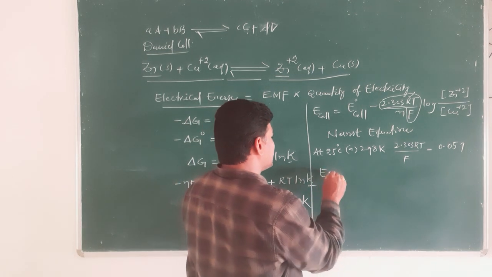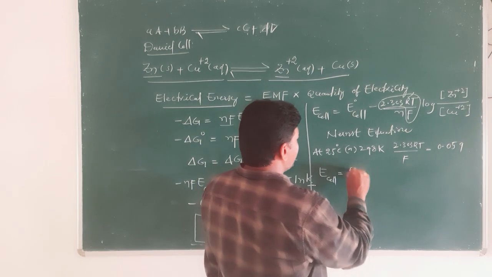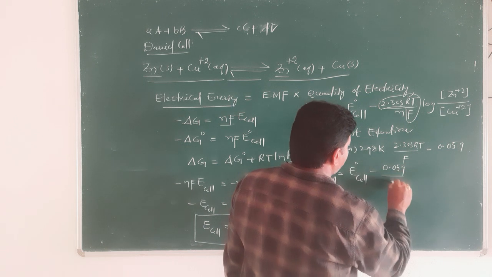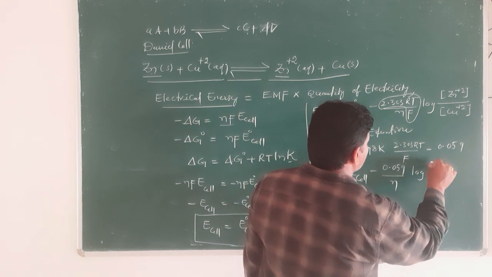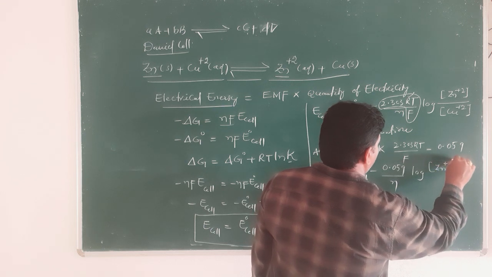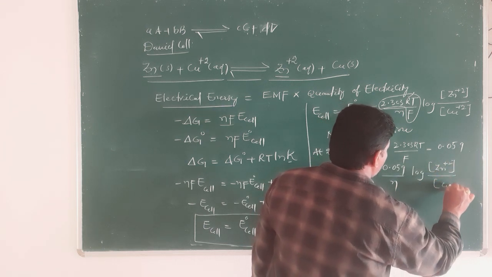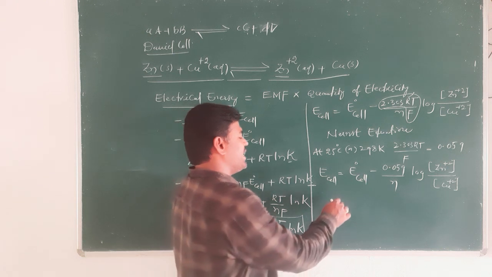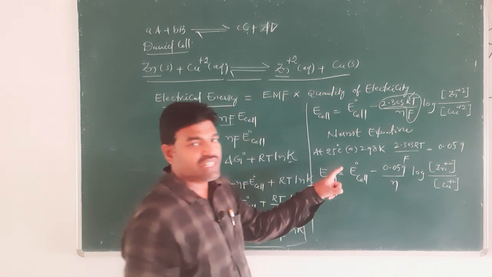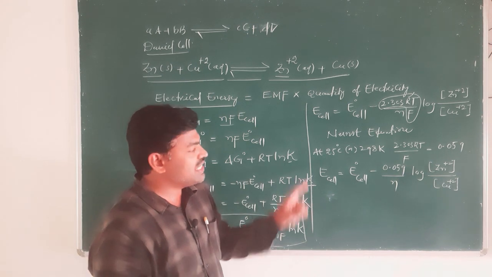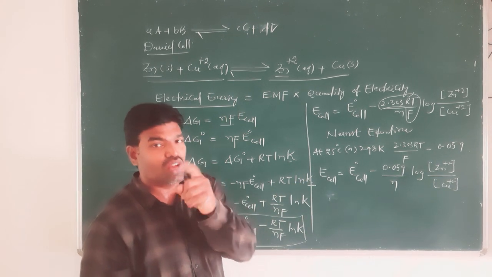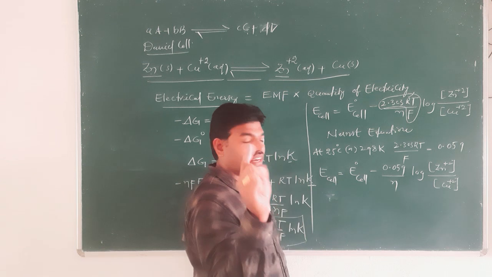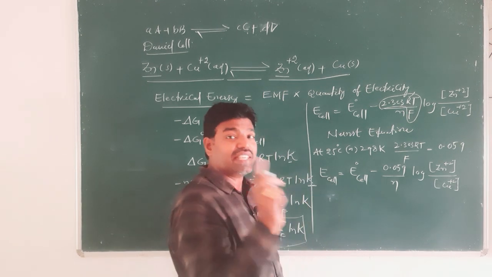So, E cell is equal to E naught cell minus 0.059 by N log concentration of Zn plus 2 ions by concentration of Cu plus 2 ions. This is called the Nernst equation for the Daniell cell. This equation is applicable to single electrode reactions also. By this equation we can conclude one point about E cell, the EMF of this cell.